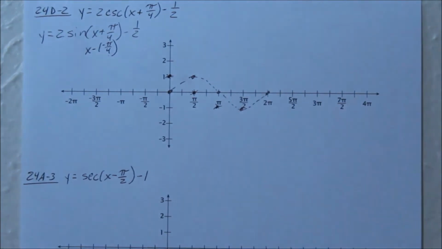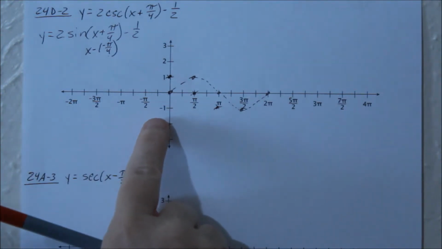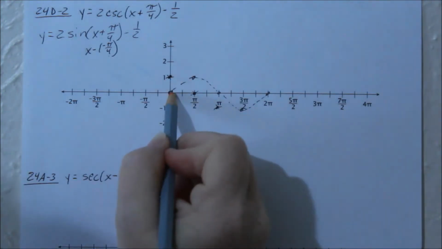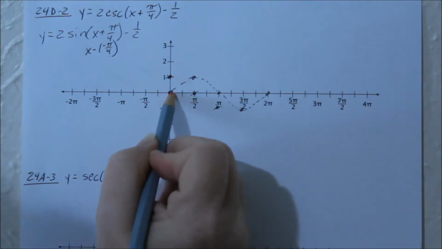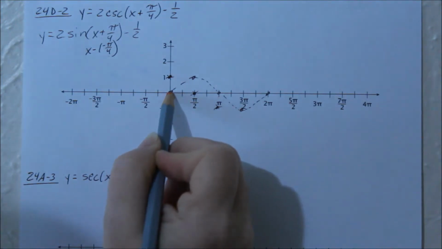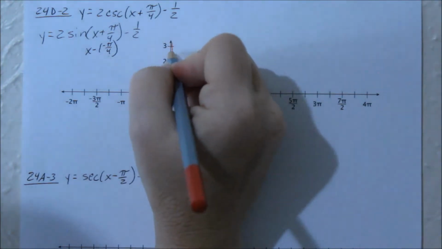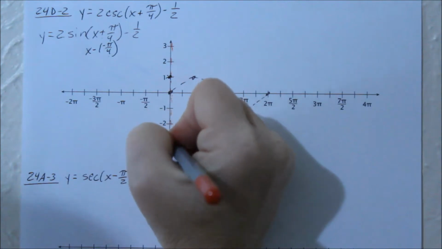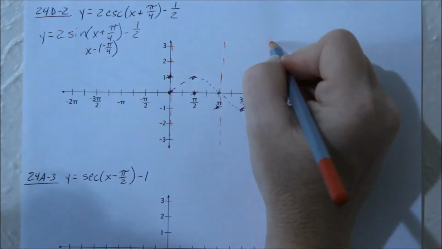The next thing I usually do first is put in my asymptotes. So where are my asymptotes going to be? Where does it make my denominator 0? At these 0 points. These 0 points will make my denominator 0, because cosecant is the same thing as 1 over sine. So at 0, sine of 0 is 0. That would be 1 over 0. I'd have 0 in the denominator. So here are my original asymptotes. I say that because we have a phase shift in this problem.